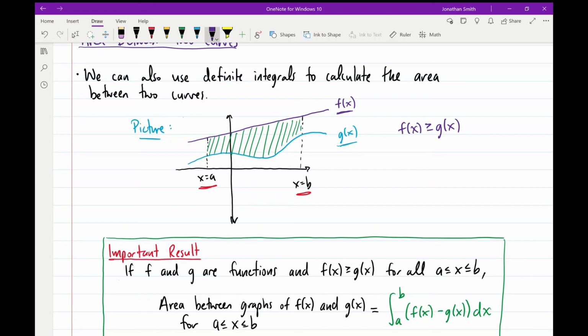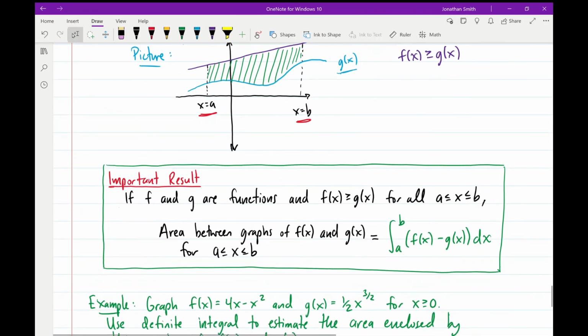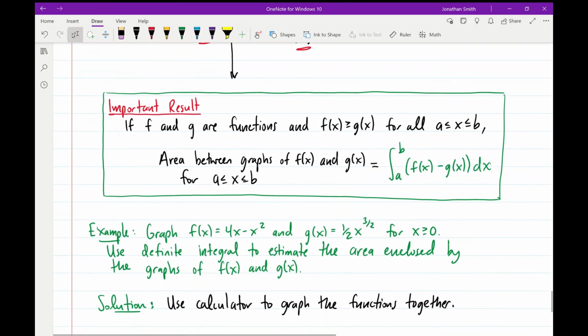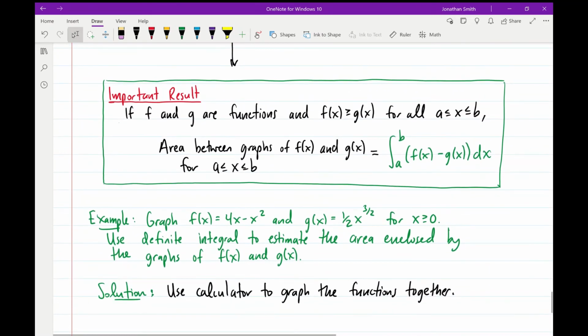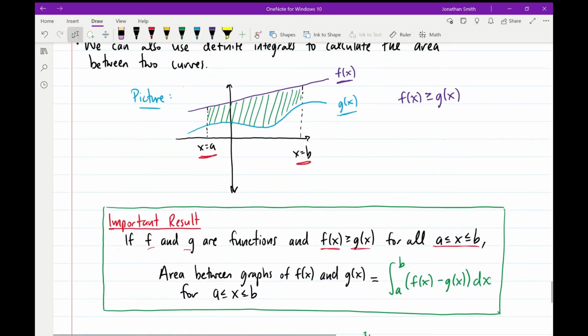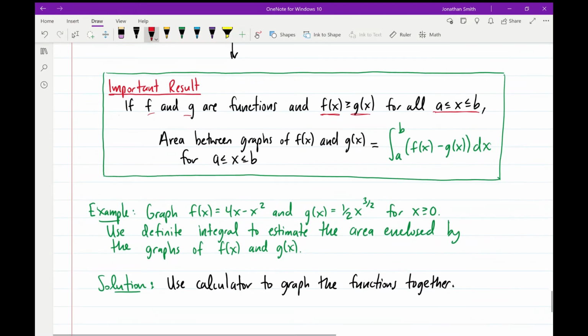And I want to use the definite integral to somehow calculate this green area between the two curves. And fortunately, we actually can do this. So here's the important result that you should know and be able to apply. If we have two functions, f and g, and we have that the function f is bigger than or equal to the function g over the entire interval that we're looking at. So just like in the picture I have here, we had to notice that f of x is always above g of x over this entire interval from a to b. Then we can say the following.